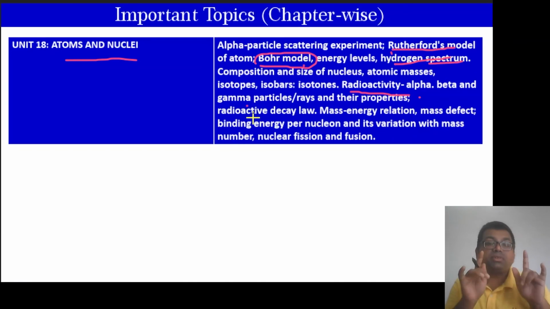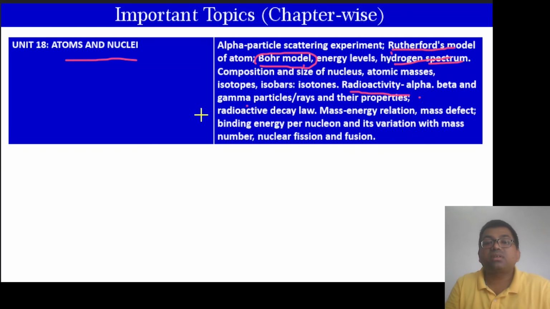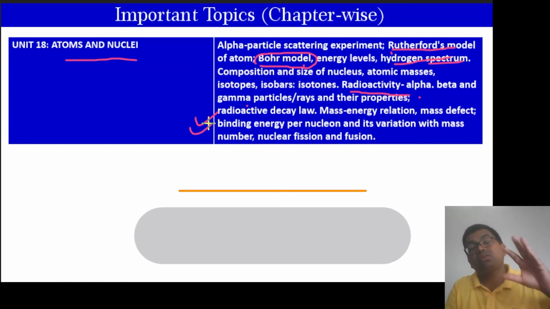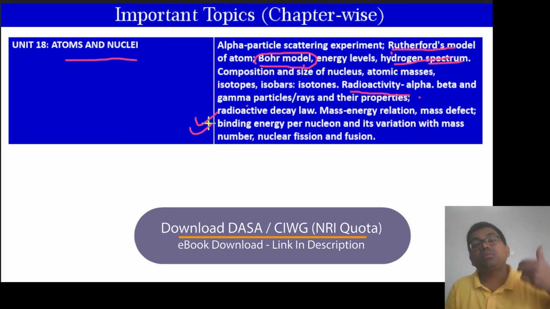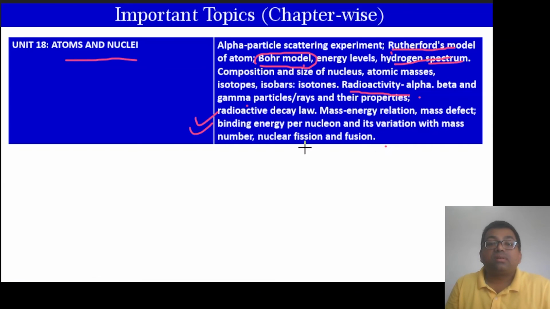Questions come in nuclear reactions based on alpha emission, beta emission, gamma emission, and how the atomic number and mass number change. And law of radioactivity also comes, like after how many half-lives, how much fraction will decay. Questions based on that. Then binding energy per nucleon questions come.